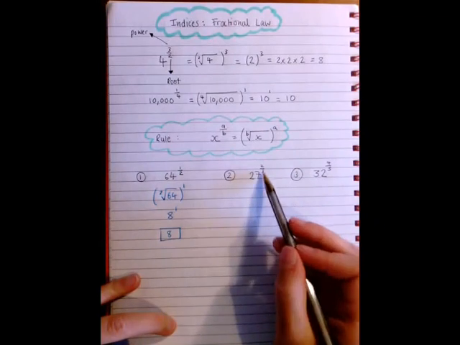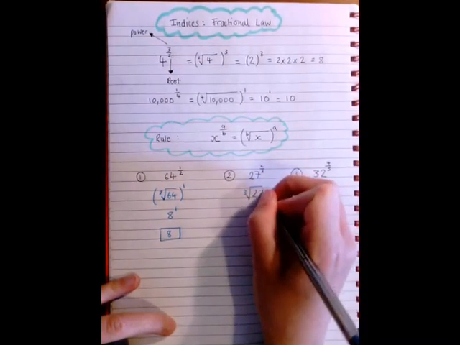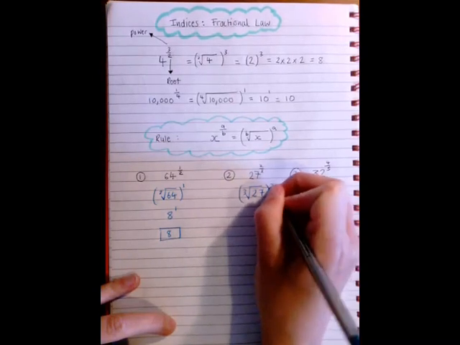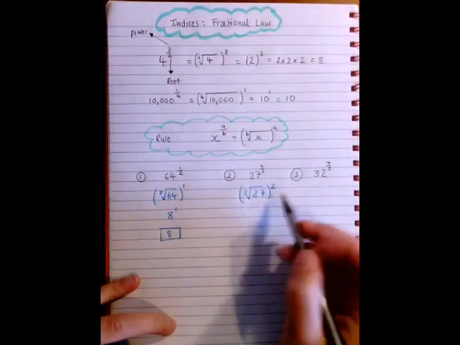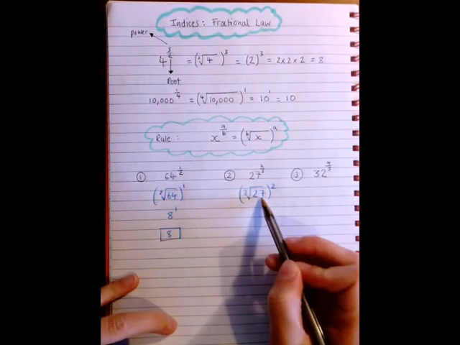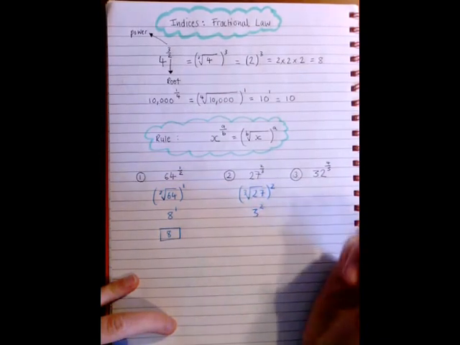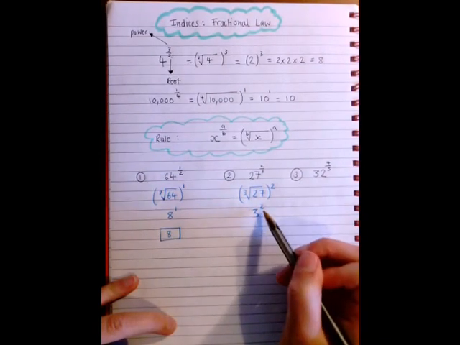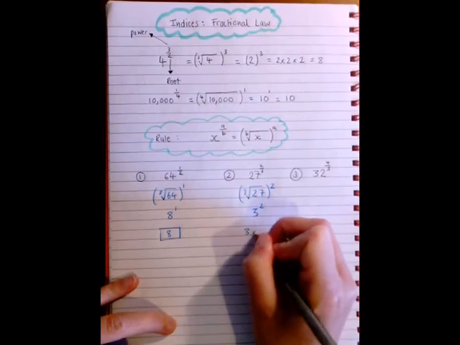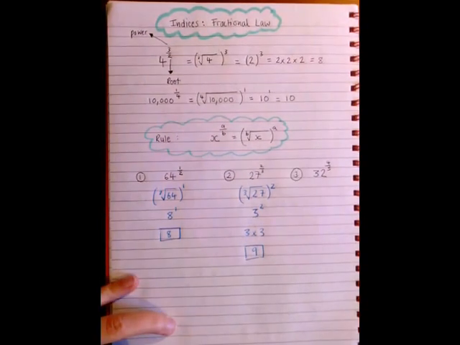Okay, and then for this one, we've got to do the cube root of 27, all to the power of 2. So that means we have to think about what number times itself 3 times would equal 27. And 3 times 3 times 3 is 27, so it would be 3 then to the power of 2. 3 squared is 3 times 3, and that is 9. So the final answer for that one is 9.